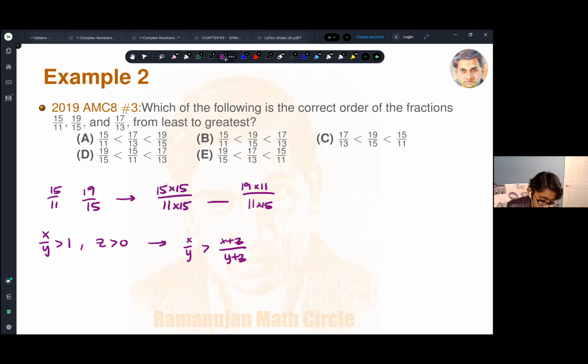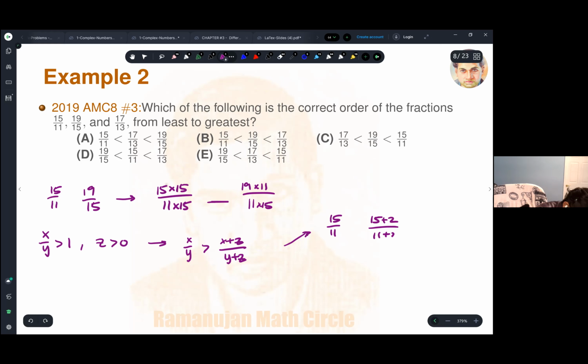What this means is that if we plug in the appropriate values, if we have 17 over 13, it's 15 plus 2 over 11 plus 2. So by this rule, 15 over 11 would be greater. And then 15 over 11 is also greater than 15 plus 4 over 11 plus 4, which is equal to 19 over 15. And this is equal to 17 over 13.